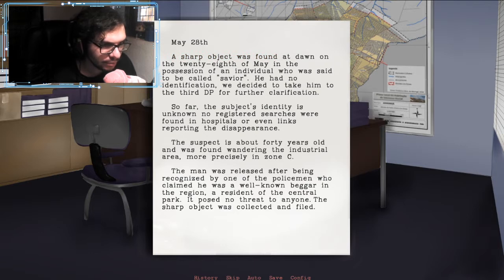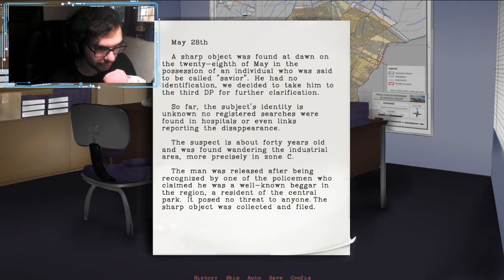When I was released after being recognized by one of the policemen who claimed he was a well-known beggar in the region, a resident of the Central Park. It posed no threat to anyone. The sharp object was collected and filed. Okay, good. I don't think that is of any importance as far as I know.